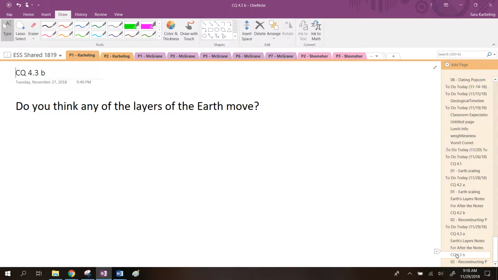All right. Capture questions out again. 4.3b. Do you think any of the layers of the Earth move? What do you think? I want you to take it at face value. Answer the question as it's written, right? I'm not grading you on this. It's fodder for conversation. The beauty of learning, the beauty of having opportunity for academic discussion, right? The question says, do you think any of the layers of the Earth move?